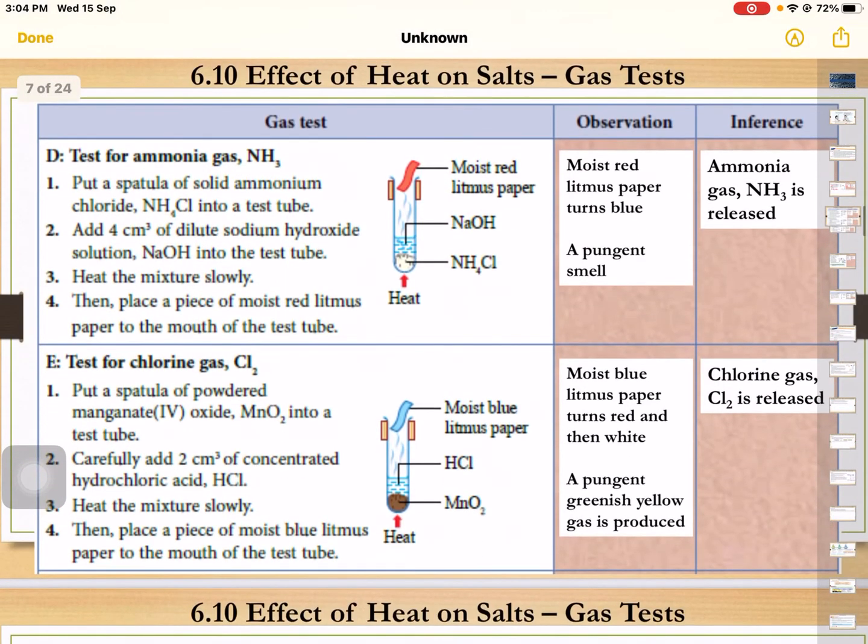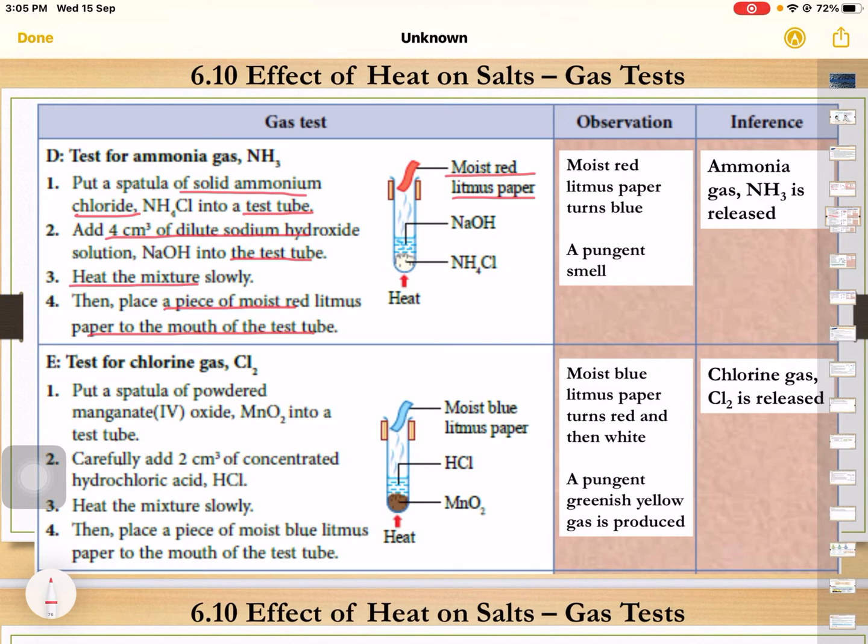Okay, D. To test ammonia gas. Okay, so what you have to do is put a spatula of solid ammonium chloride into a test tube and then add 4 cm³ dilute sodium hydroxide into the test tube. Heat the mixture slowly. Okay, and then place a piece of moist red litmus paper at the mouth of the test tube. And if you remember, this is related to the chemical properties of alkali, where sodium hydroxide is an alkali. When it reacts with the ammonium salt, it will release ammonia gas. So, to test the presence of ammonia gas, we use a piece of moist red litmus paper at the mouth of the test tube.